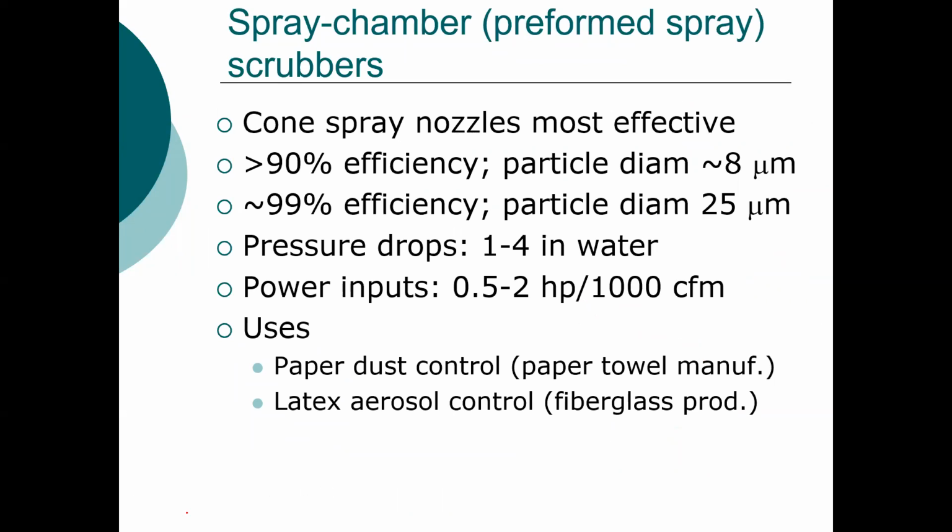Typically, the nozzles have sort of a cone shape, and they seem to be the most effective. And in terms of efficiencies, for particles around 8 microns in size, you can achieve up to about 90% efficiency. Larger particles, 25 microns, you can actually achieve 99% efficiency. One of the major advantages of this is the low pressure drop. The smaller the pressure drop, the smaller the pump that you need. And typically relatively low power inputs.